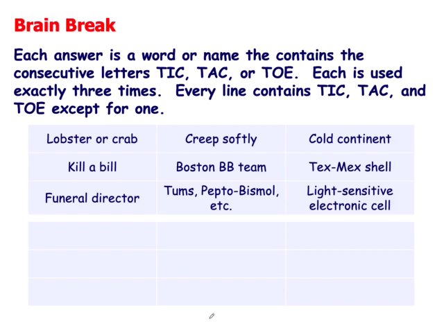All right, each answer in the grid below is a word or name that contains the consecutive letters tick, tack, or toe. Each is used exactly 3 times. Every line contains tick, tack, and toe except for one. All right, so let me get you started on this one. To kill a bill, that one's easy. That one's a veto.